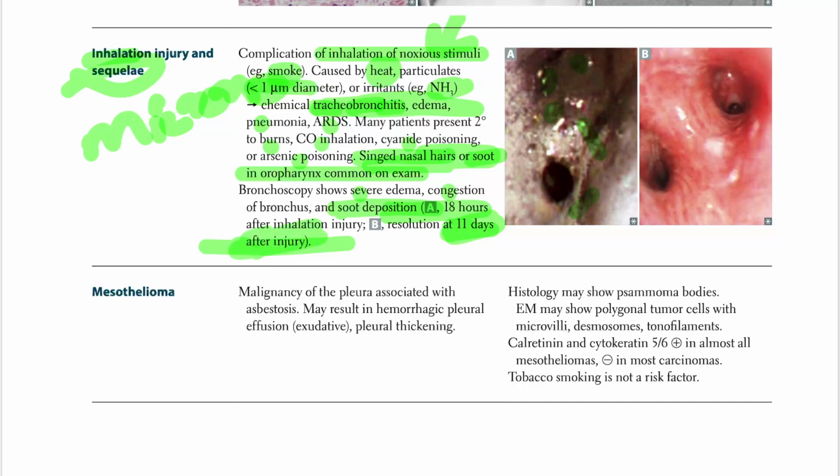So if there is any noxious stimulus causing the inhalational injury, you think about all of these, and you say, okay, tracheobronchitis, or anything can happen actually. But you will see singed nasal hairs or soot present on the examination.